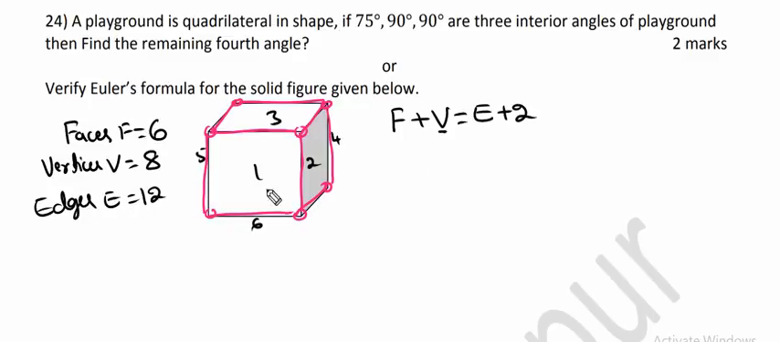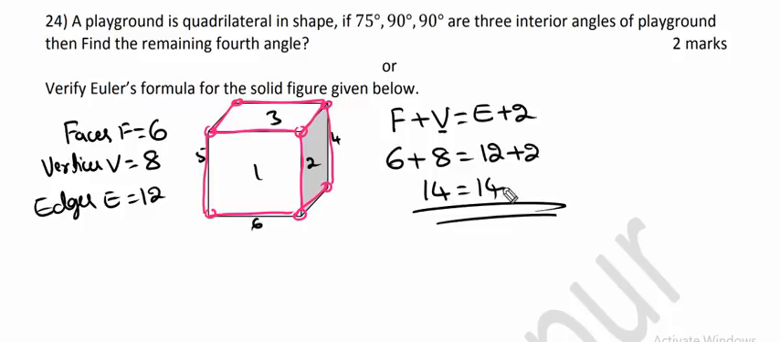Now we have to substitute this into Euler's formula. So F is 6 and vertices 8, edges are 12 plus 2. 8 plus 6 is equal to 14 and 12 plus 2 is equal to 14. So Euler's formula is verified.